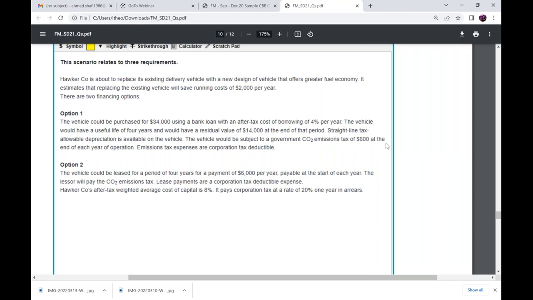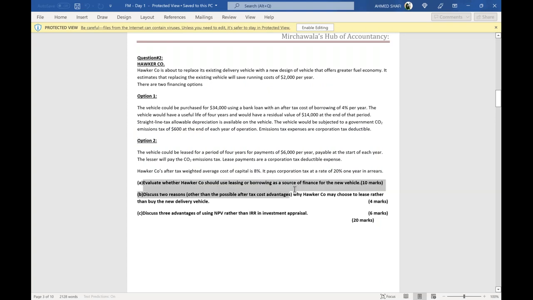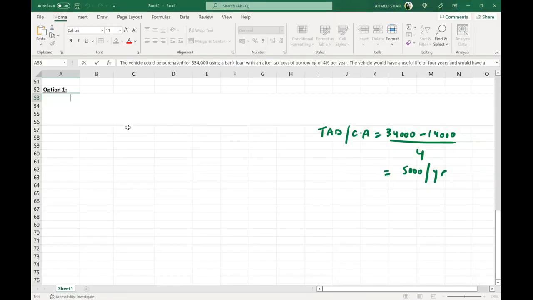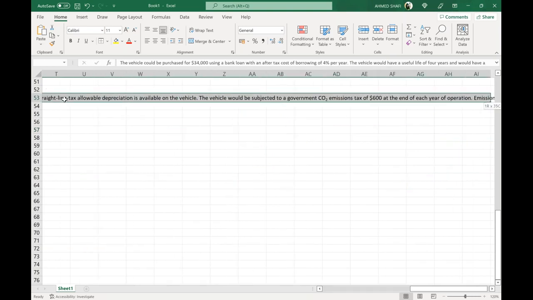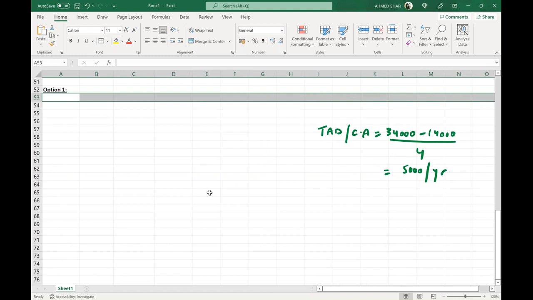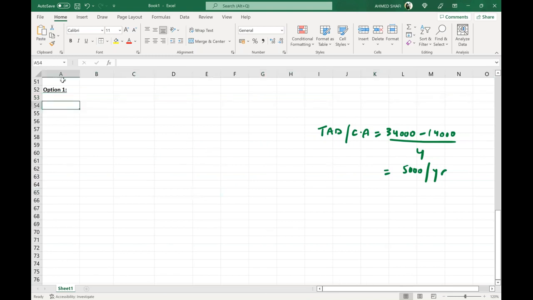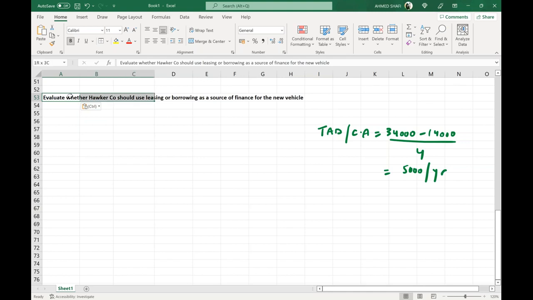Straight line tax allowable depreciation is available. The vehicle would be subject to a government tax of 600 at the end of each year. Tax expenses are tax deductible. And option two is leasing. The tax rate is given as well. So there are two options and you need to evaluate whether to use leasing or borrowing. This is a 10 mark requirement, and I will answer it.